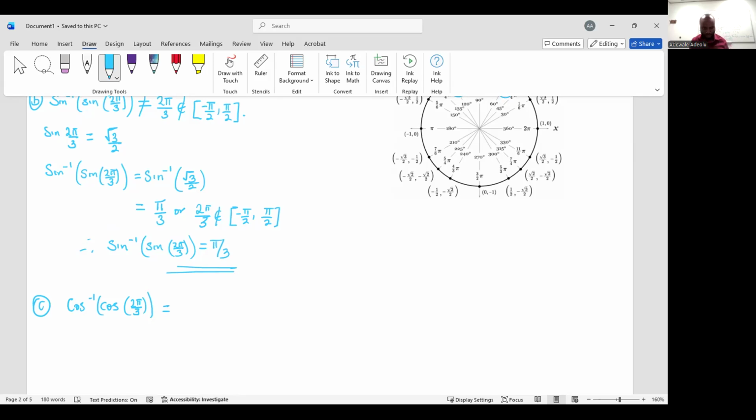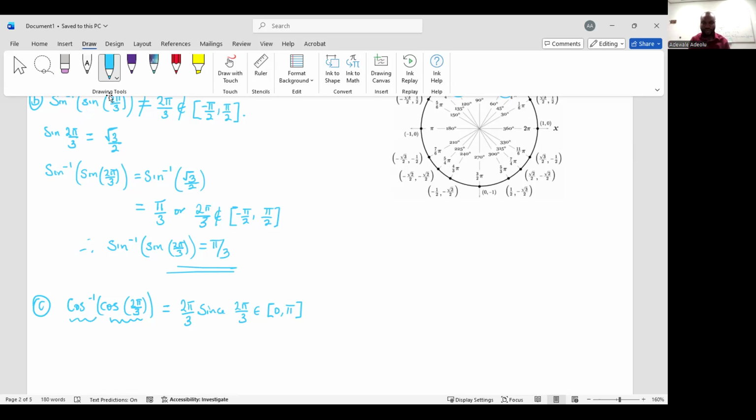Our claim is, in this case, I will claim that my answer is 2 pi over 3. That is my claim. How do I know that? Since 2 pi over 3 belongs to the restricted domain for cosine, which is 0 to pi. That is, we have this angle in the restricted domain of cosine, meaning cosine inverse is fine.